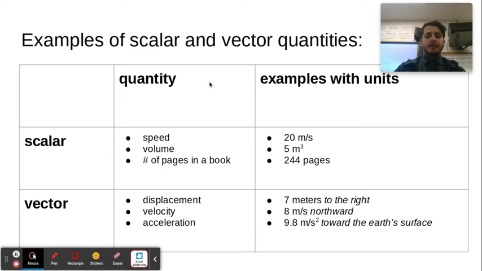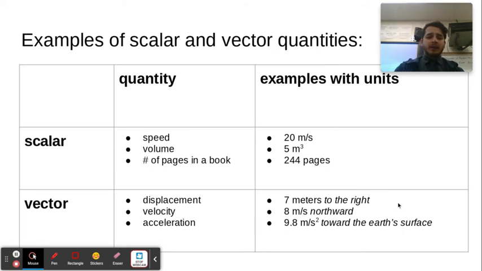Like I said, volume, 5 cubic meters. That's a magnitude, it's a size. If you're counting something, you can count that. It's a volume, it's a size. The main vectors we're going to focus on early here are displacement, velocity, and acceleration.